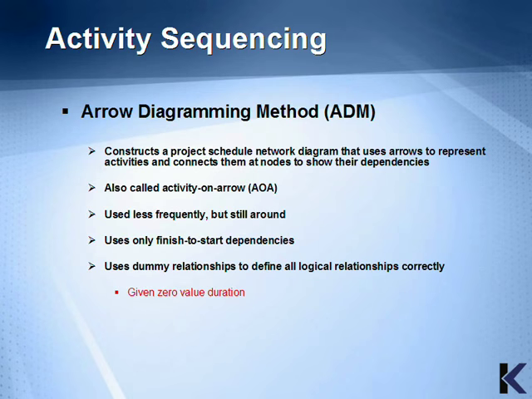The arrow diagramming method, or ADM, constructs a project schedule network diagram that uses arrows to represent activities and connects them at nodes to show their dependencies. It's also called Activity on Arrow, or AOA, and it's used less frequently, but it is still around. And it also uses only finish to start dependencies. This is the method that uses dummy relationships to define all logical relationships correctly. The dummy relationships are given a 0-value duration.